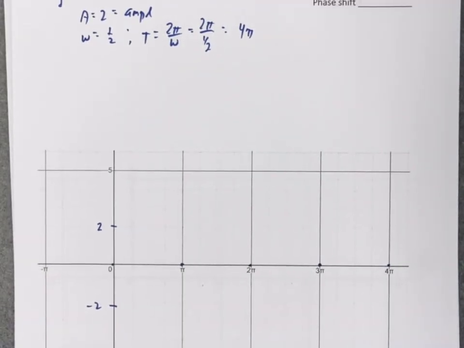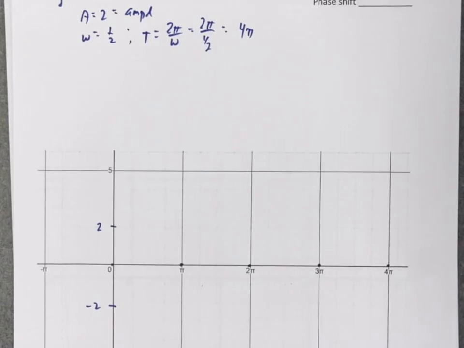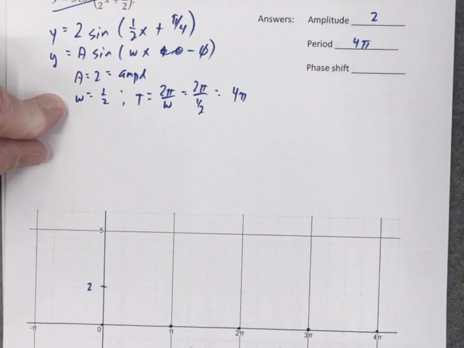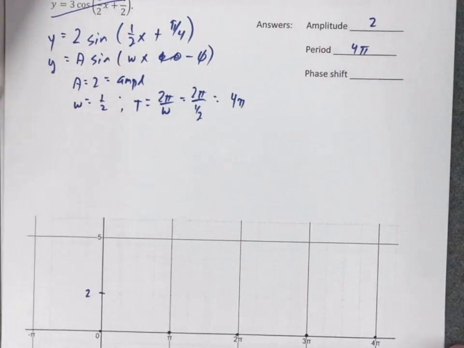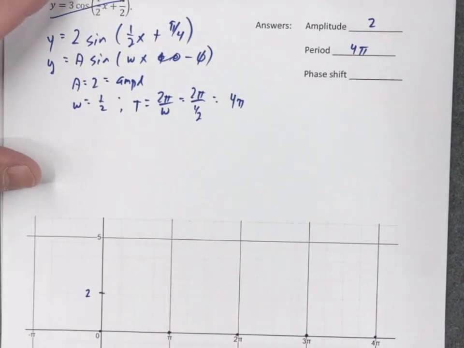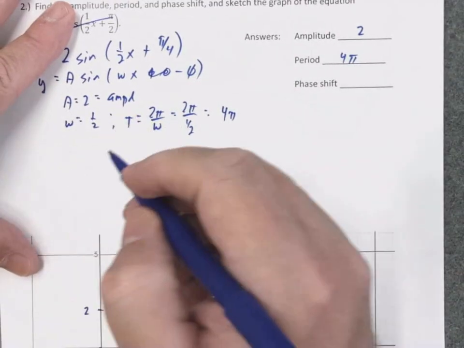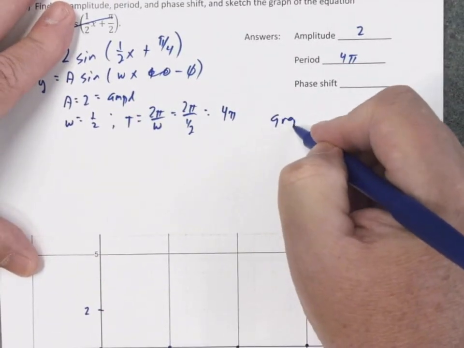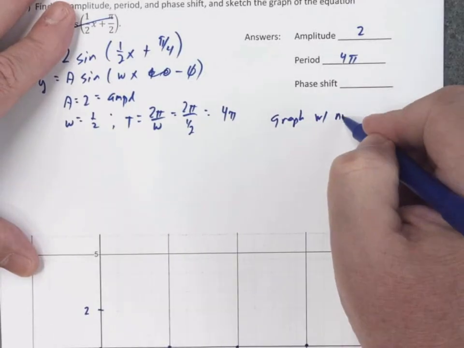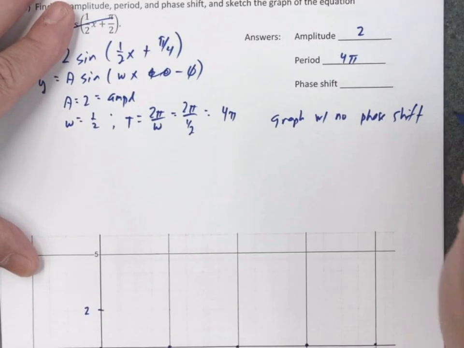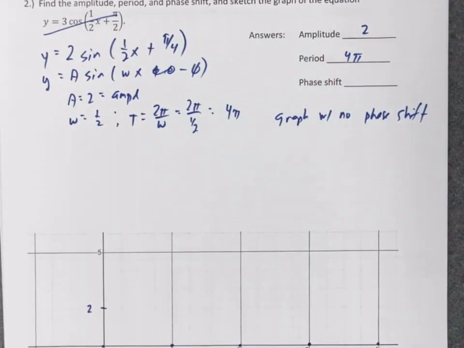Now what I'm going to go ahead, matter of fact, I'm not even going to work with the phase shift yet. Here's the way I do it. If I have a phase shift, I'm going to instead initially go in and I'm going to create the graph with no phase shift. I mean, this is just the way I do it, the way I think it's easiest.